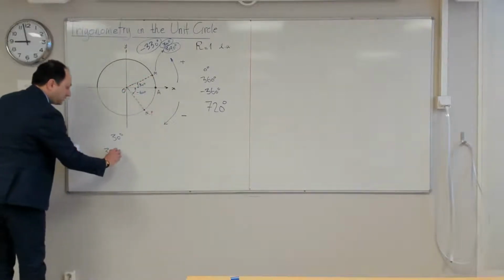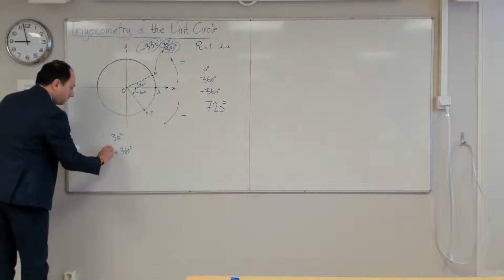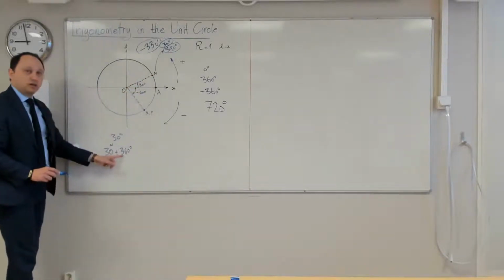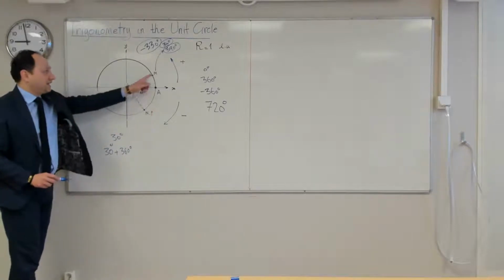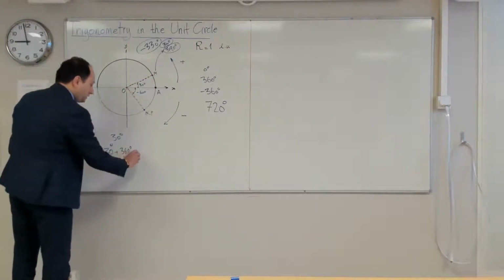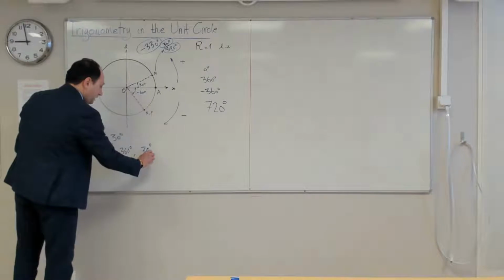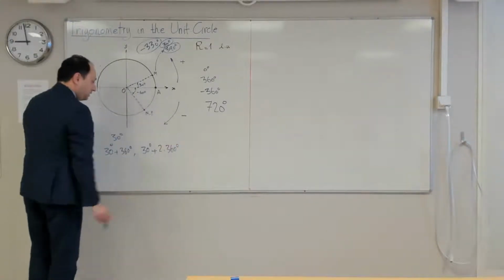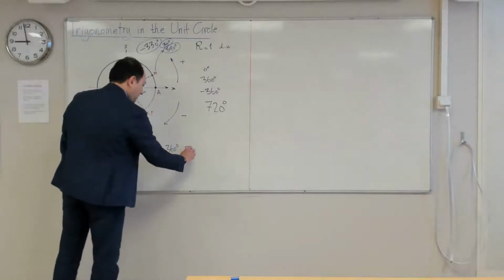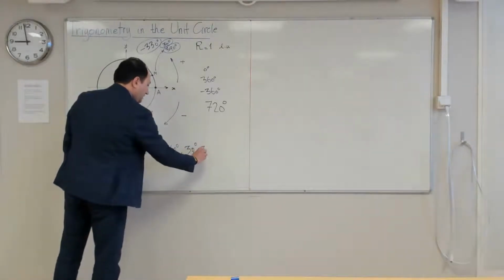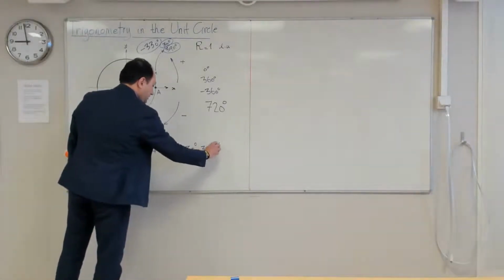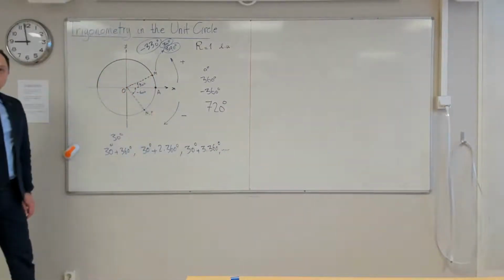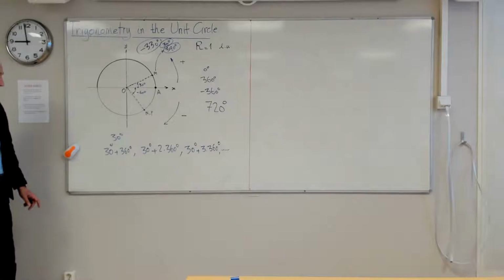So it is clear that the angle 30 is at this point. 30 plus 360 is also definitely here. This angle is 390 degrees, but it ends exactly at this point. What is the other one? 30 plus 2 times 360 degrees. What is the other one? 30 plus 3 times 360 degrees. And hopefully you agree that this list can continue similarly, yes?